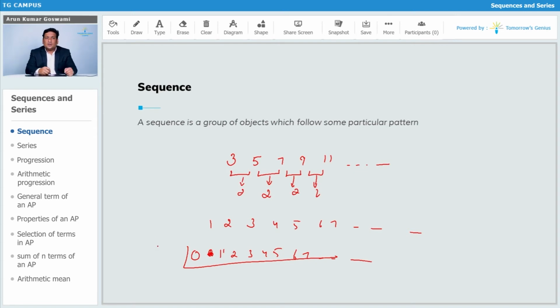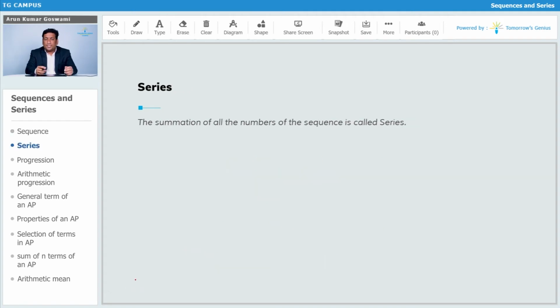Now the next thing is series. Just now we learned about the sequence. If we have a sequence, it means some numbers arranged with some pattern. If I use some operations like addition, multiplication, division or subtraction on the numbers in a sequence, that is called a series. Here the meaning of summation is, normally, addition.